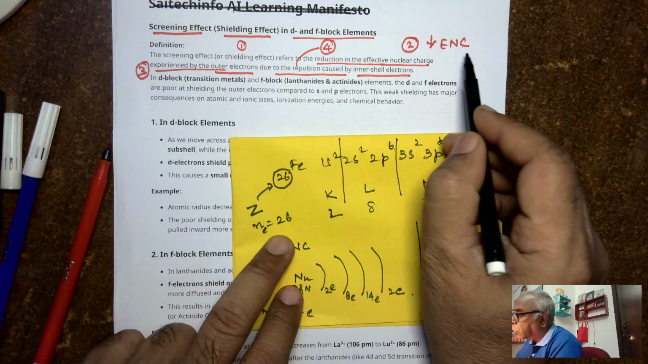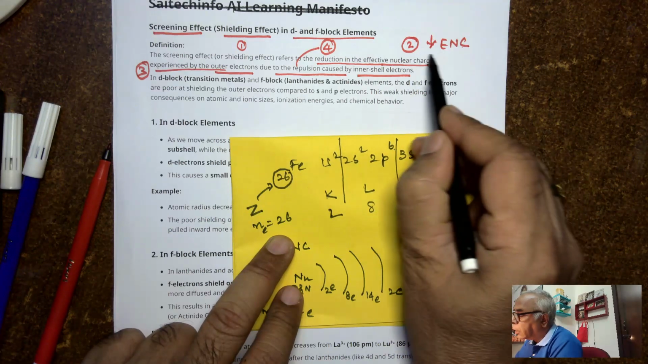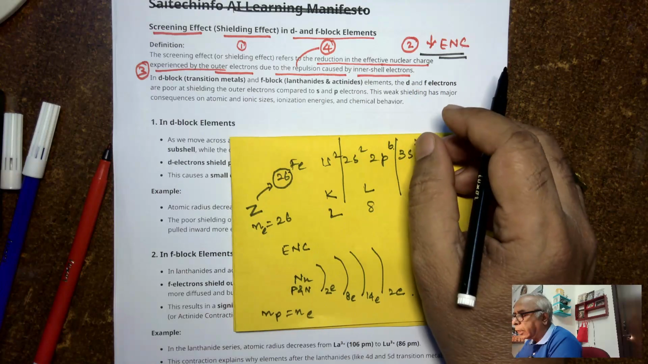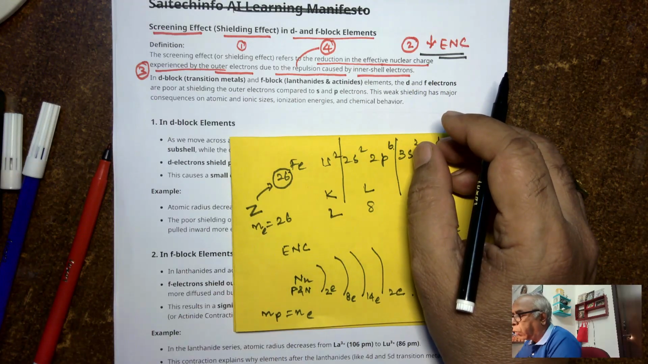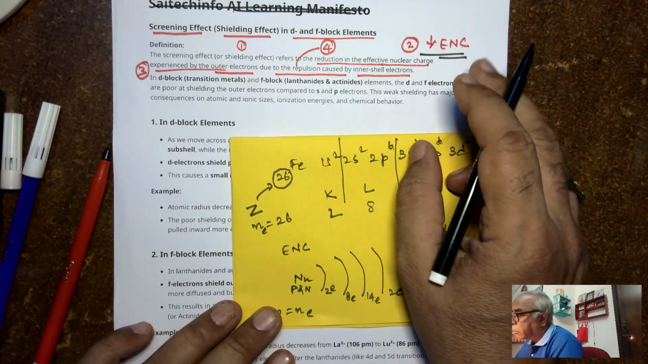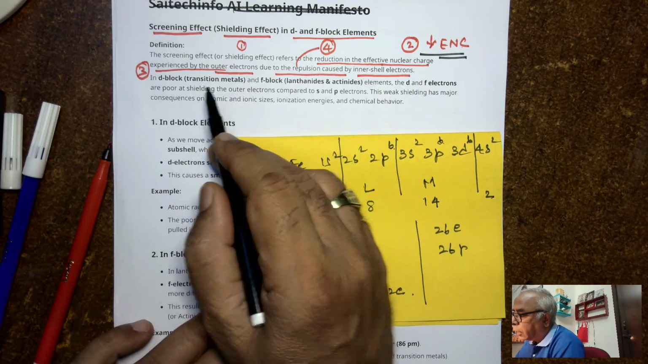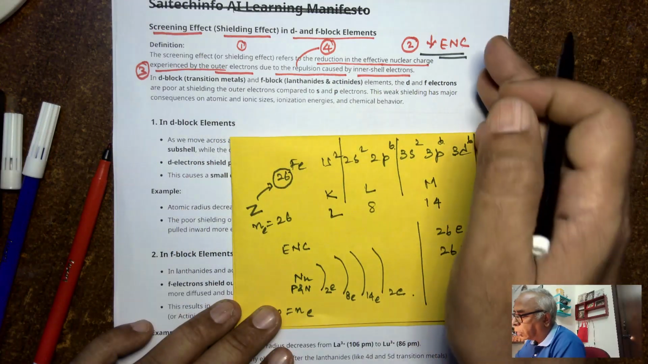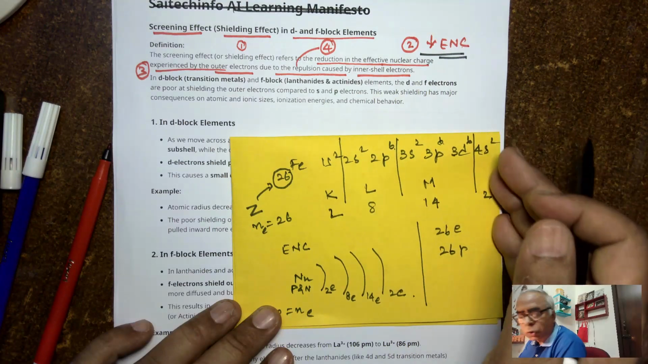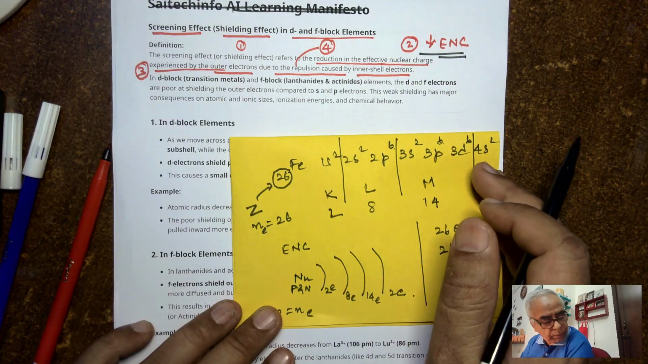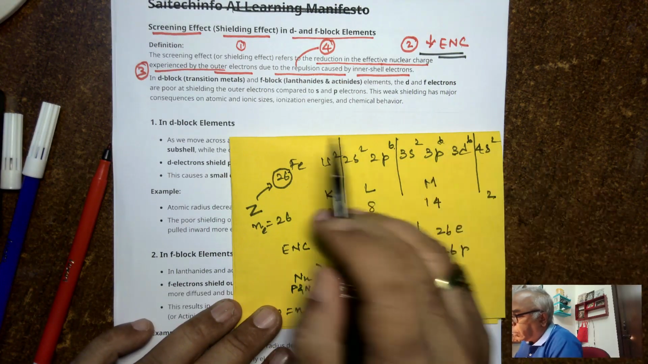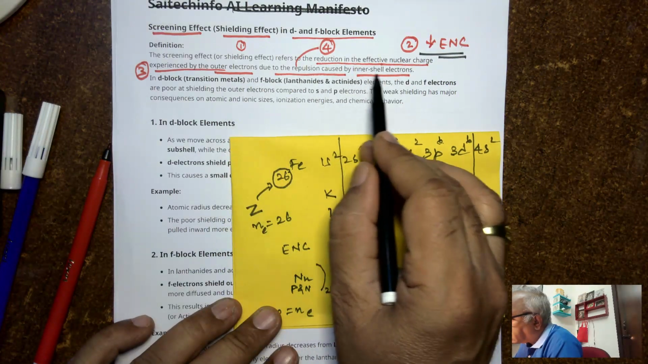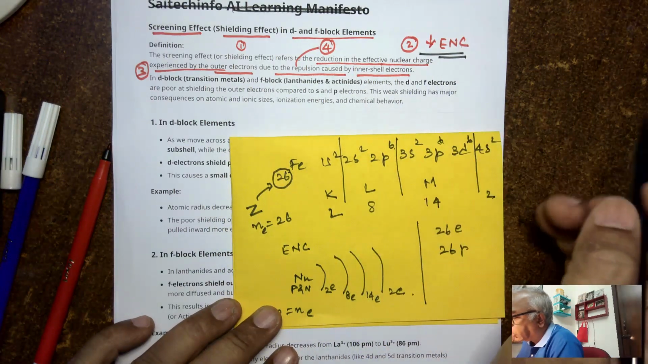But here you note down there is a decrease in the effective nuclear charge. Now immediately you have to question yourself, why this decrease? And this decrease is experienced by the outer electrons. So these are the outer electrons, these 4s2 electrons. The decrease is experienced by the outer electrons due to the repulsion caused by the inner shell electrons.